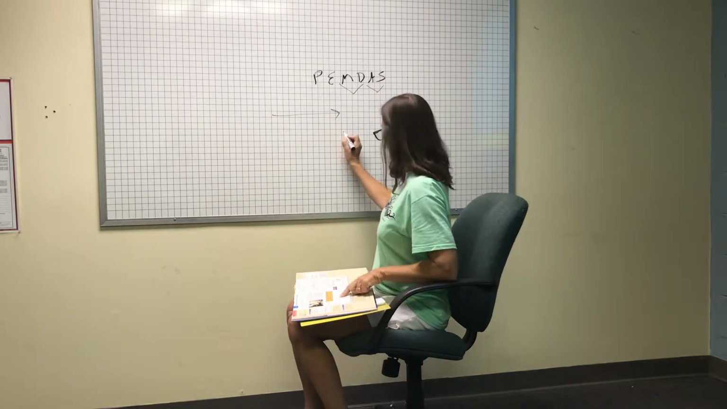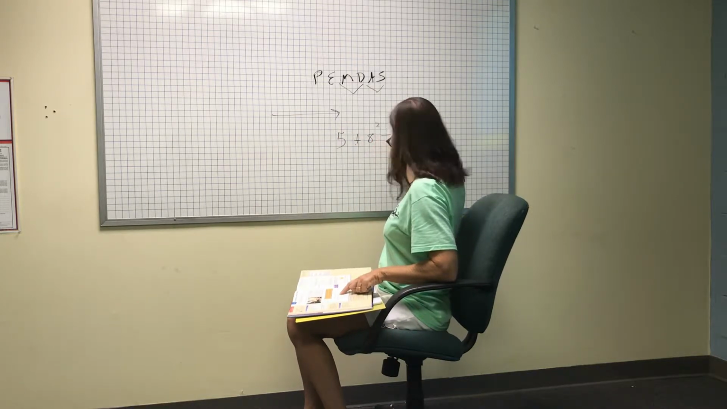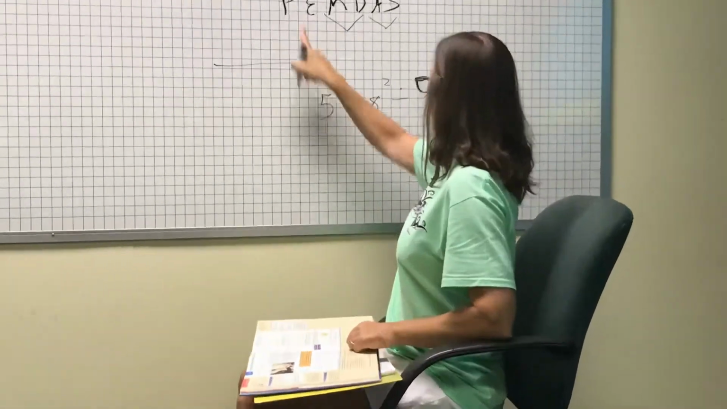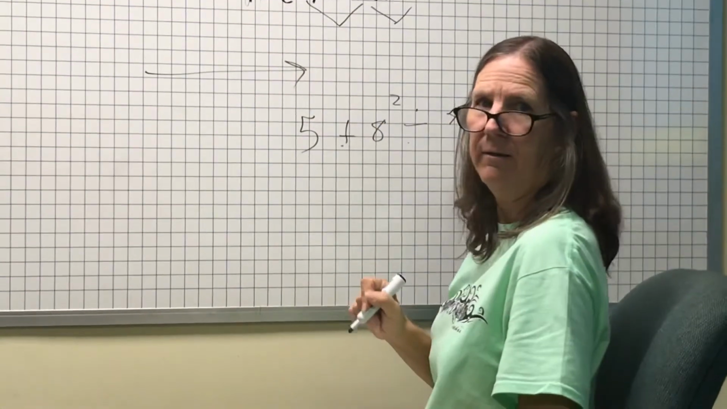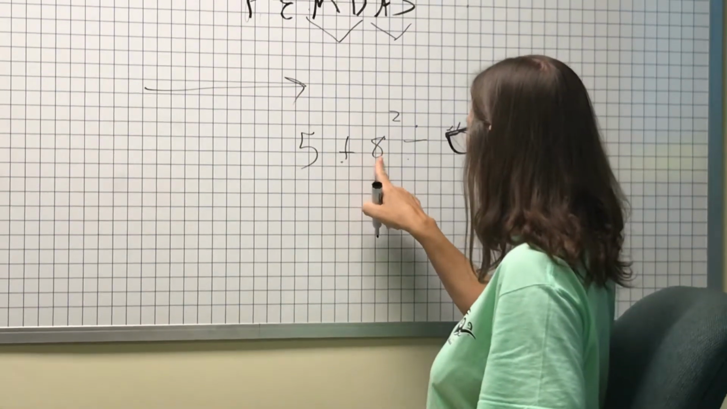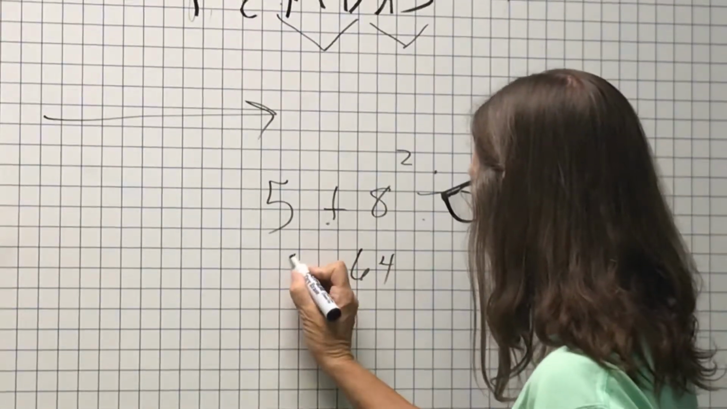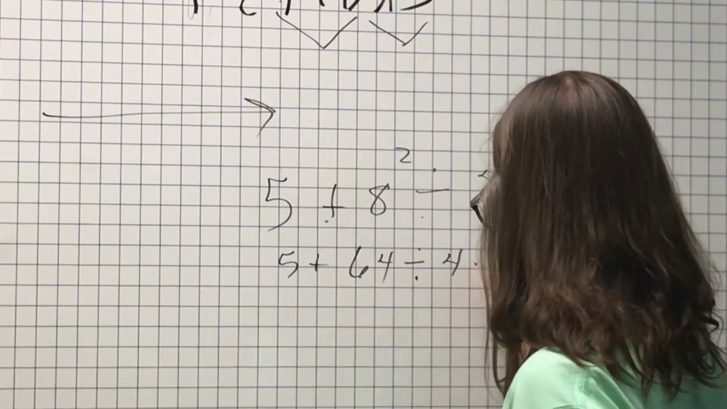Example 1. 5 plus 8 squared divided by 4 times 3. Are there any parentheses? No. Don't worry about it. Are there any exponents? Yes. So that's the first thing we do. 8 squared, that means 8 times 8. So now we have 64. So now we have 5 plus 64 divided by 4 times 3.